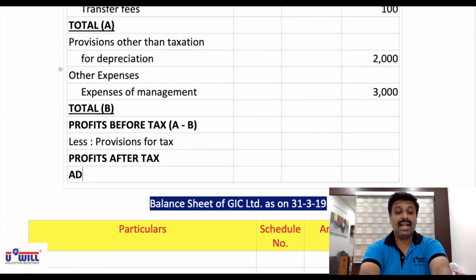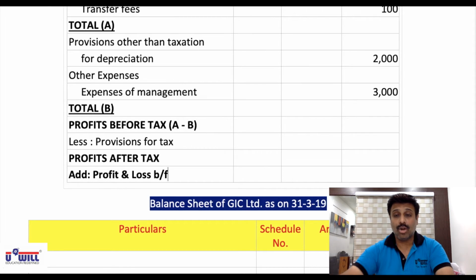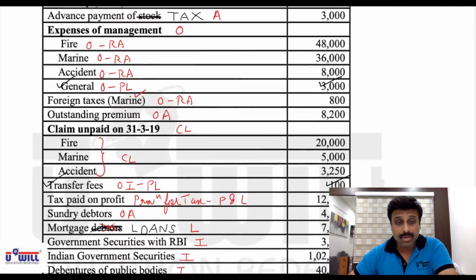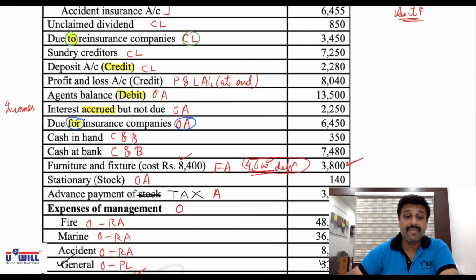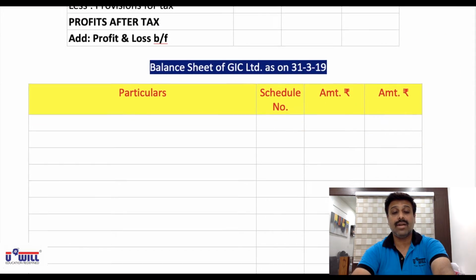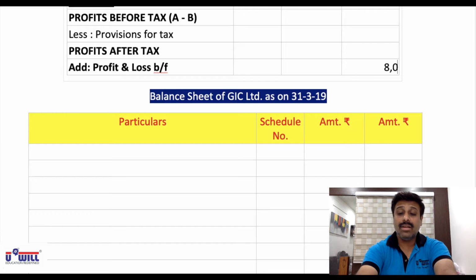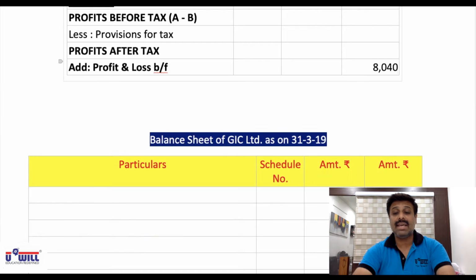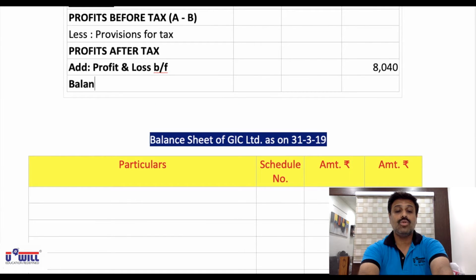Now in that we will add the opening balance of P&L account, or profit and loss brought forward, which we already have given in the question. Check it, everyone. Here we have it: P&L account credit balance 8040 will be added over here. Then we don't have any transfer to reserves or appropriations. Is anything marked as appropriations given in the question? No. So the remaining will be the balance carried forward to the balance sheet.